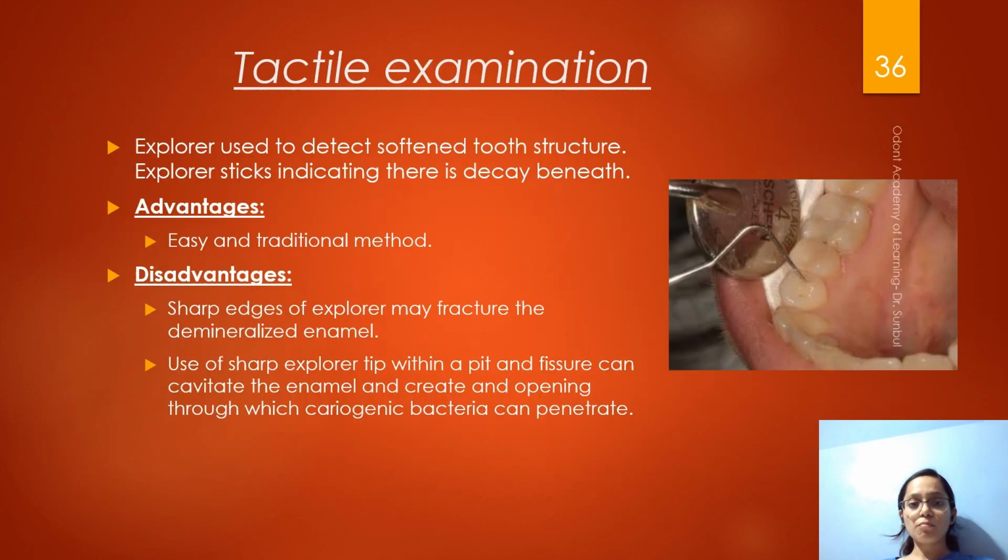Okay. So tactile examination, we always get our mouth mirrors and probe, and we try to probe through and see the decay which is there, what particular tooth, which particular surface of the tooth is involved.